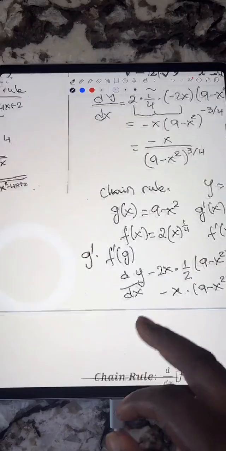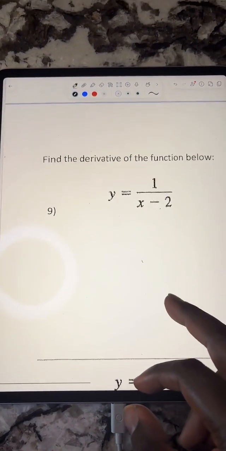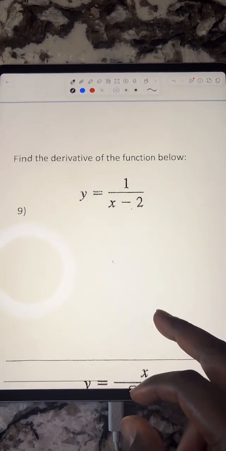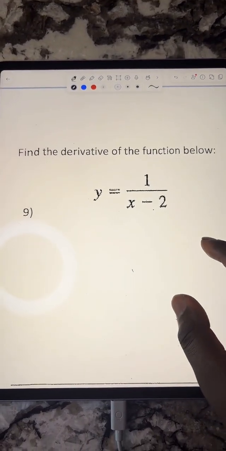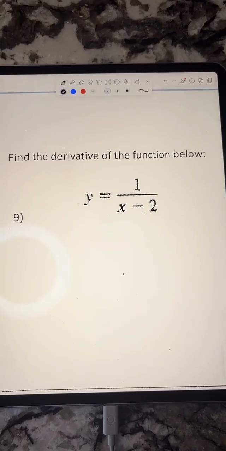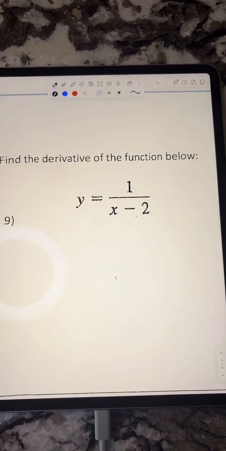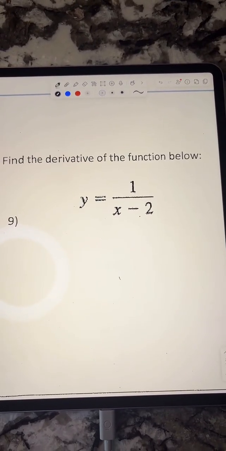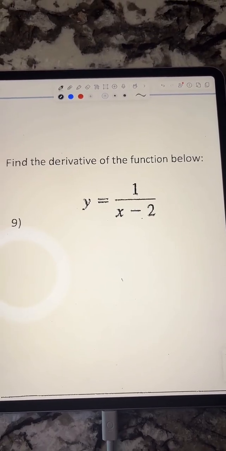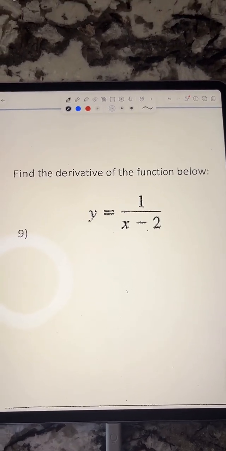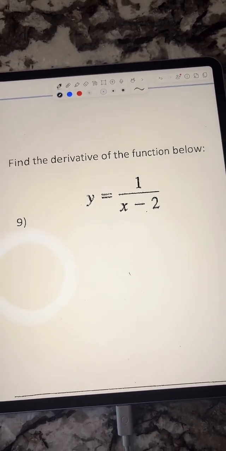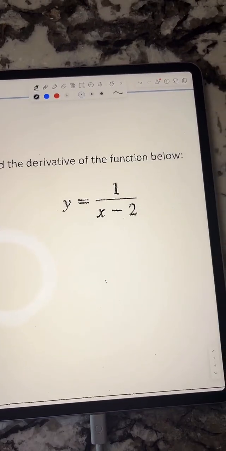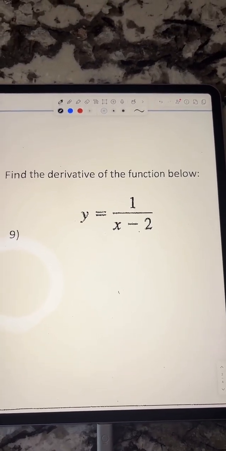Shall we move on to the next one? Let's move on to the next one. So what's the derivative here? y is equal to 1 over x minus 2. What is dy over dx?